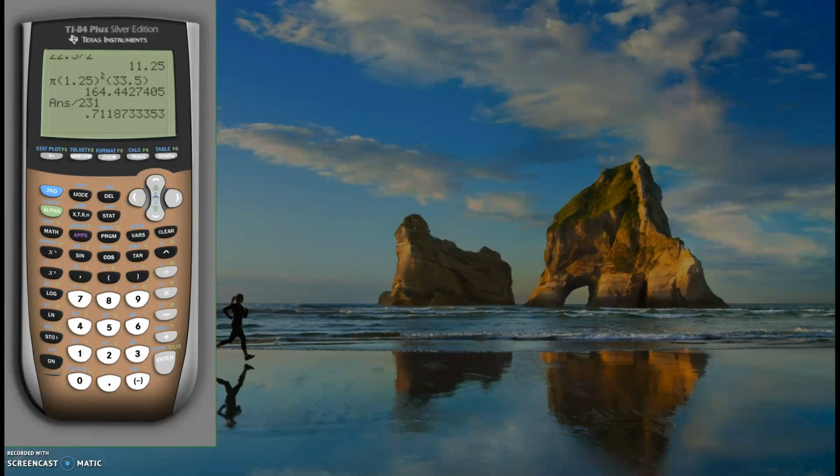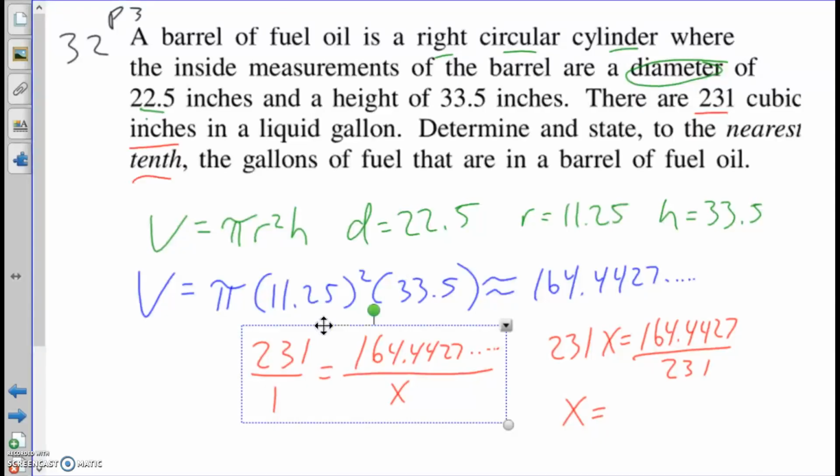231 comes out to be 0.7118, and we want this to the nearest tenth, so that is 0.7. Okay, just reread the question. The inside has a diameter of that, a height of that. Sorry, we accounted for the diameter. There's 231 cubic inches in a liquid gallon. We have less than that. Determine and state the nearest tenth the gallons of fuel that are in the barrel of fuel oil.